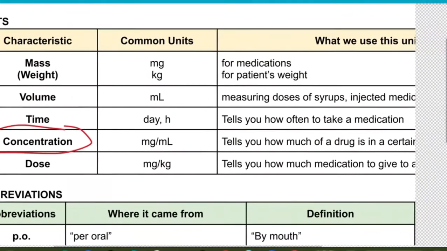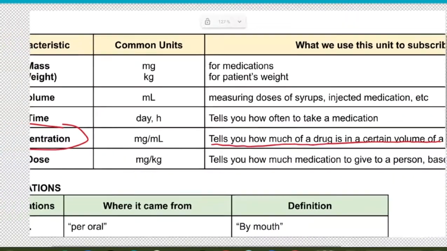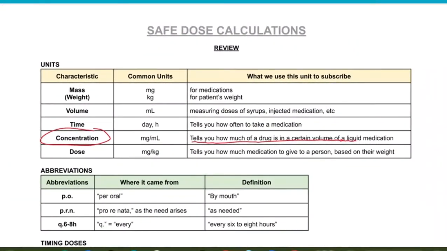Concentration is a description of how much of a certain drug is in a given volume of a medication. So basically think like how much sugar is in your coffee. Is there 1 milligram of sugar per 1 milliliter of coffee? Or is there like 0.1 milligrams of sugar in 1 milliliter of coffee?